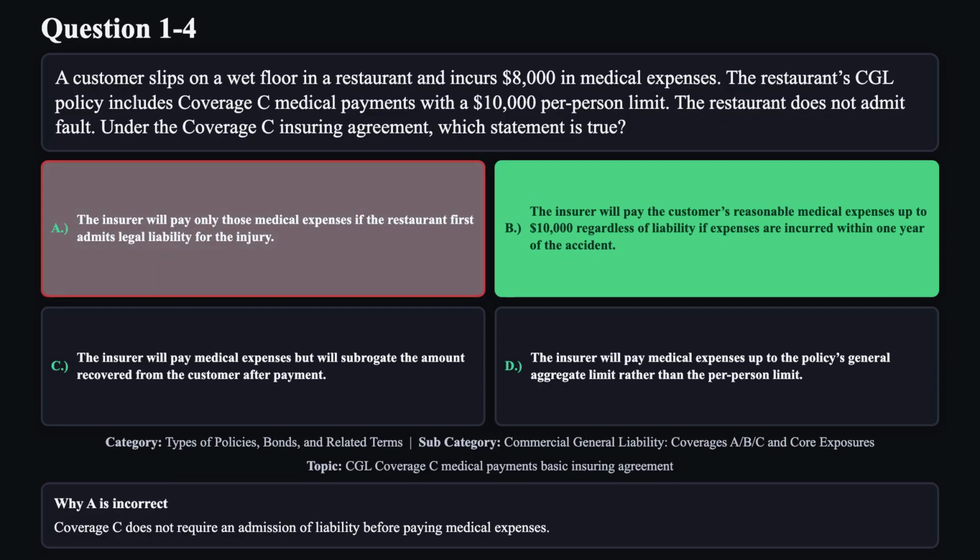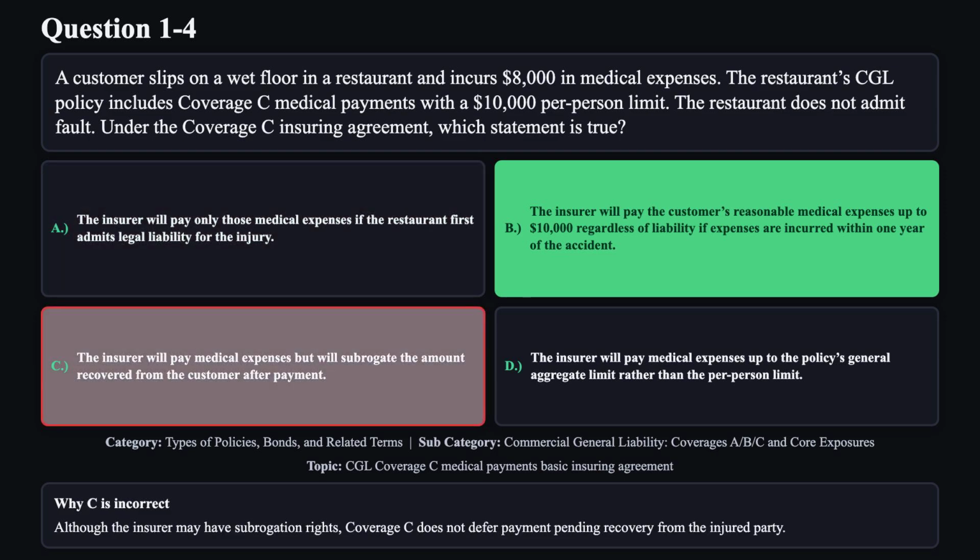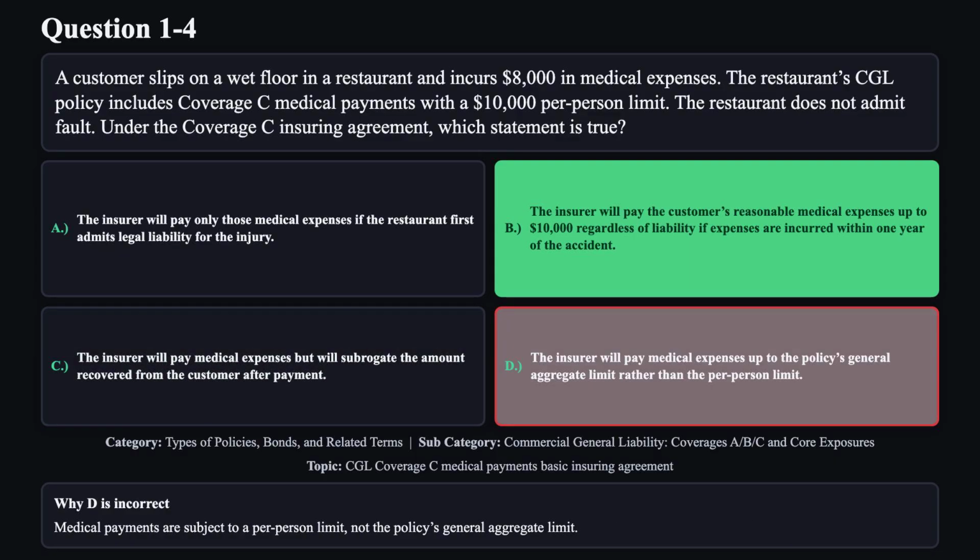Reason A is not correct. Coverage C does not require an admission of liability before paying medical expenses. Reason C is not correct. Although the insurer may have subrogation rights, coverage C does not defer payment pending recovery from the injured party. Reason D is not correct. Medical payments are subject to a per-person limit, not the policy's general aggregate limit.